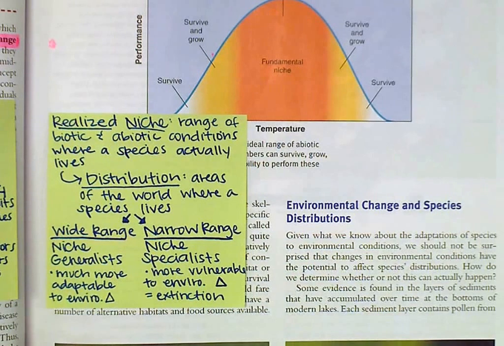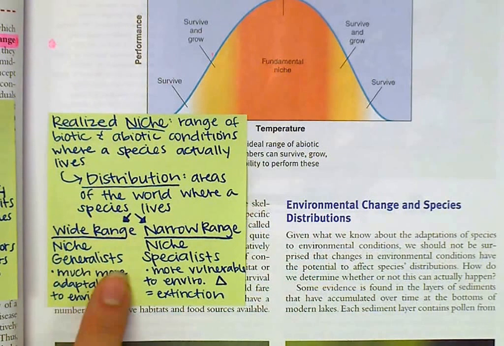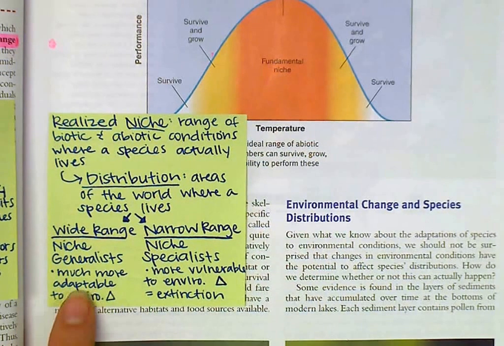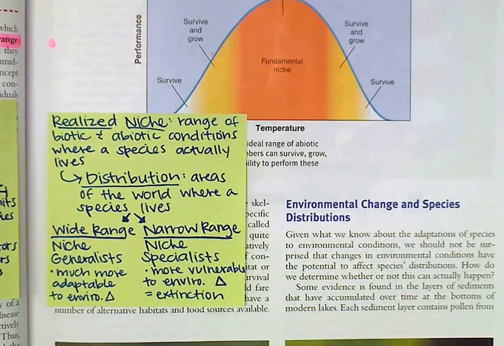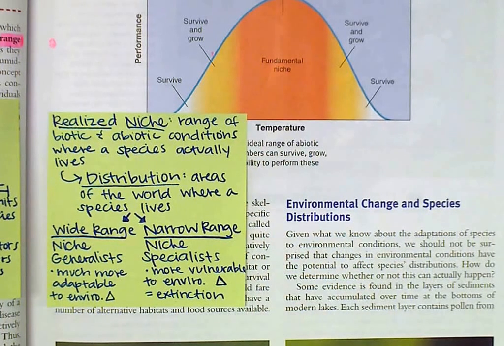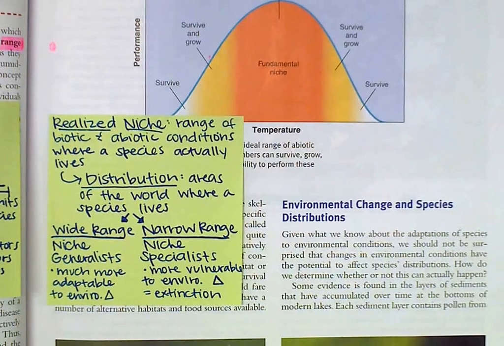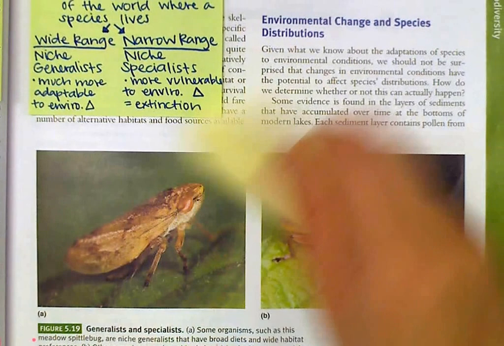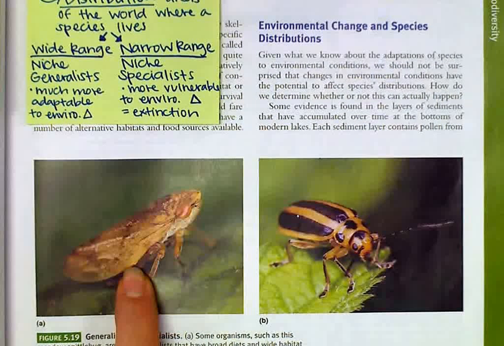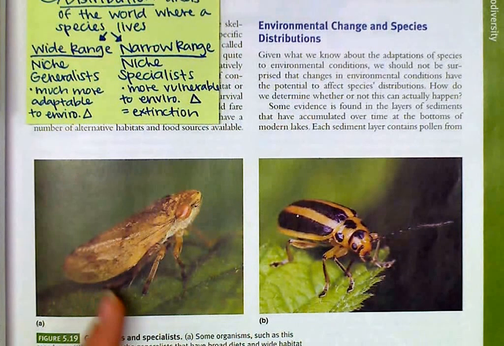So these wide range organisms, they're called niche generalists, because they are much more adaptable to an environment. And so an example of a generalist from the book is going to be the meadow spittlebug. Okay, they have a broad diet and a wide habitat preference. So they're pictured down here. Okay, here's our spittlebug. They can eat lots of different things, and they can live in lots of different places. So they're going to be niche generalists.